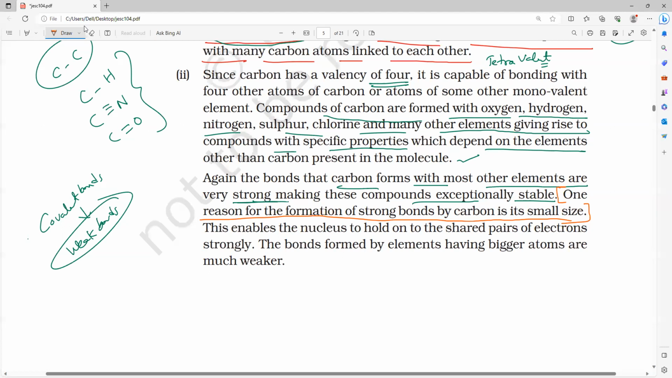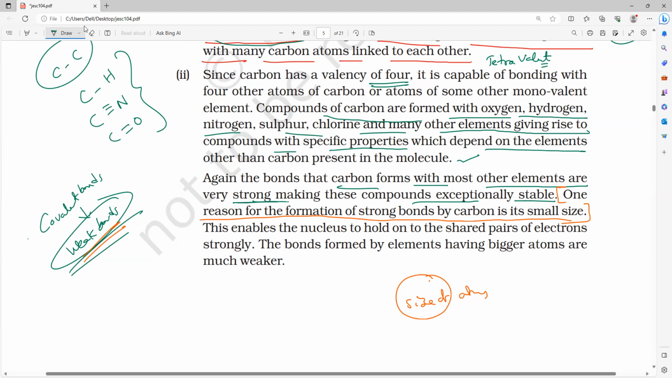So from this point, you should understand one thing. As the size of the atoms increases, then what will happen? Will they become weak bonds or strong bonds? Everybody? They will become weak bonds. Note that. Extremely important point.